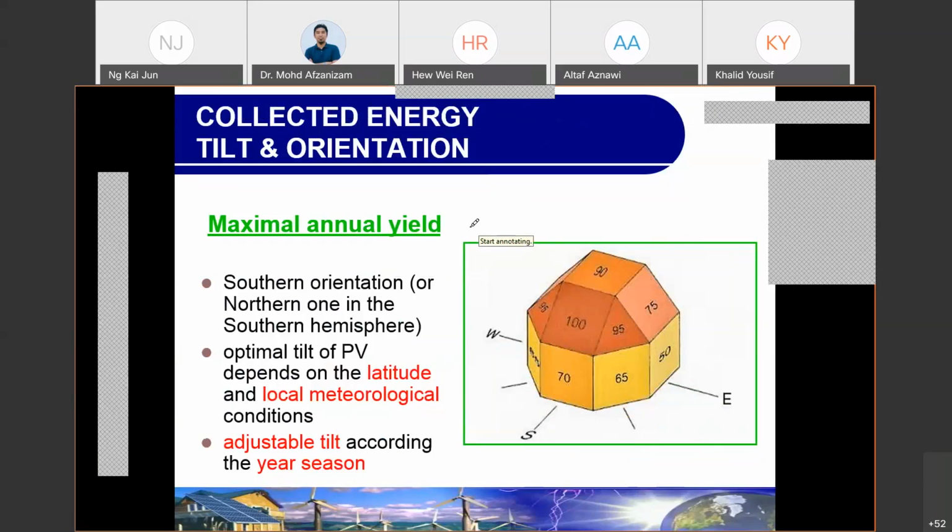Maximum annual yield. Basically, when we refer to this kind of block, the 100 means that, let's say this is the latitude for that particular location. So we need to be perpendicular to this plane to get 100% of the irradiance. But let's say we wrongly put it, the sun ray is like this, but we put the PV like this, so it might gain only 70% of the irradiance.